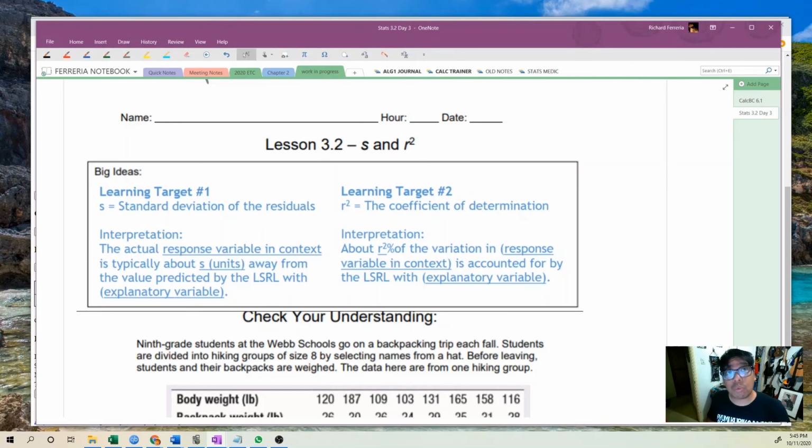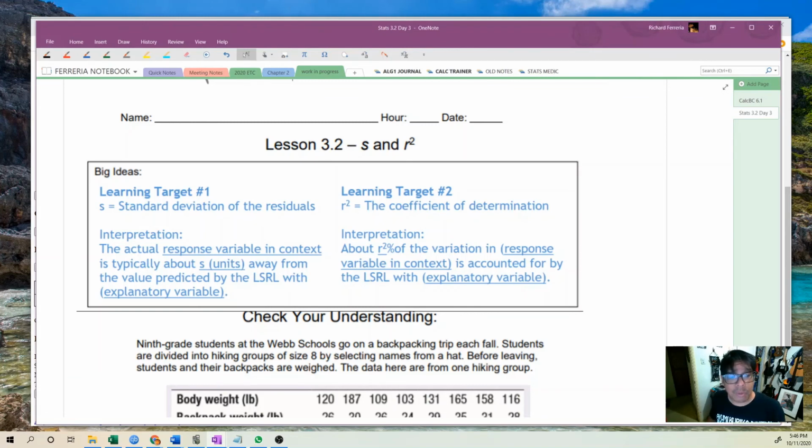So the actual IQ of high school students at Taft, I guess, is about, what do we get, 5.4 units away from the value predicted by the LSRL with GPA. So the actual IQ of Taft students is typically about 5.4 units away from the value predicted by the LSRL with GPA.